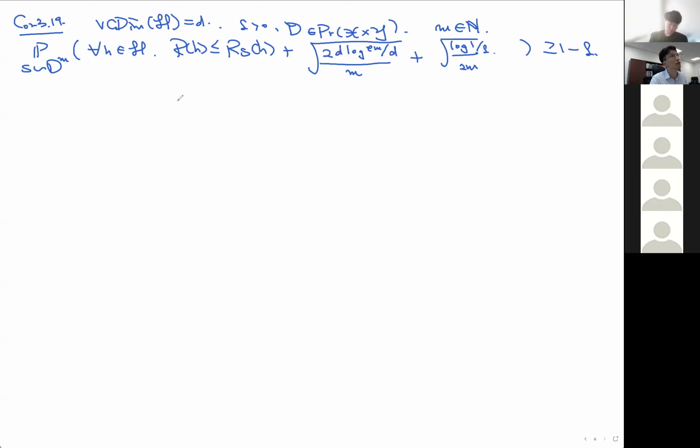One thing you can notice is that d appears twice in this formula. It appears once here and another here, but the one outside of the log has more impact. So if the VC dimension is low, in other words, our hypothesis set is simpler, then we get a tighter upper bound.